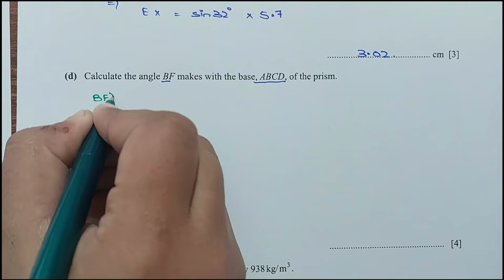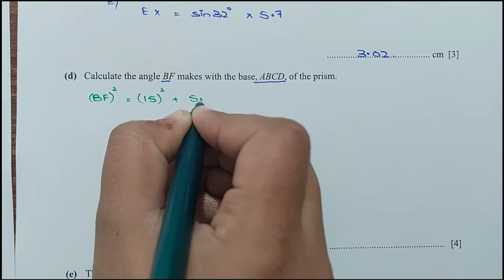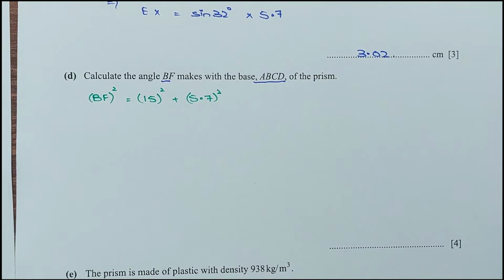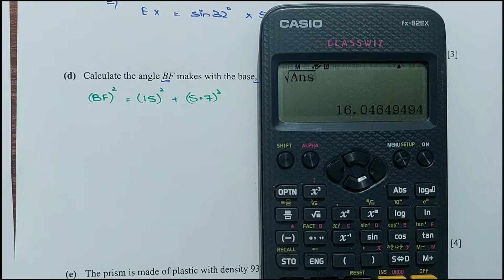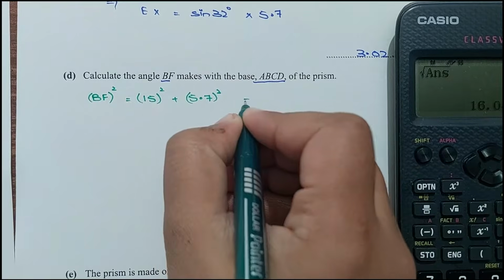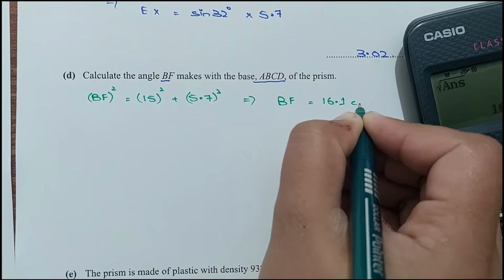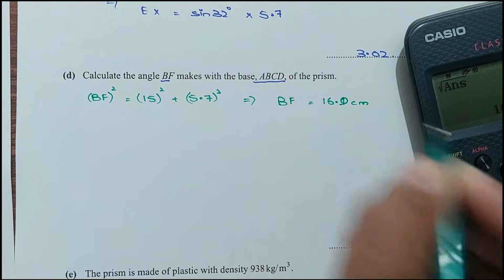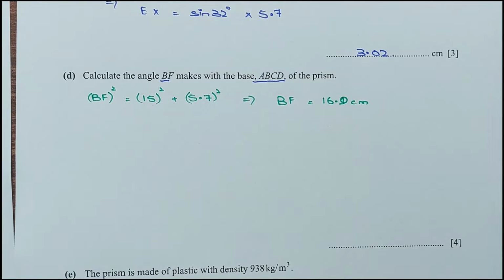So BF square should be equal to 15 square plus 5.7 square, right? Okay, 15 square plus 5.7 square and square root of the answer, this should be 16.046, or we can say from here BF is 16.1 centimeter. 16.0 because it's 4, so we are not rounding up, right? 16 centimeter, right?